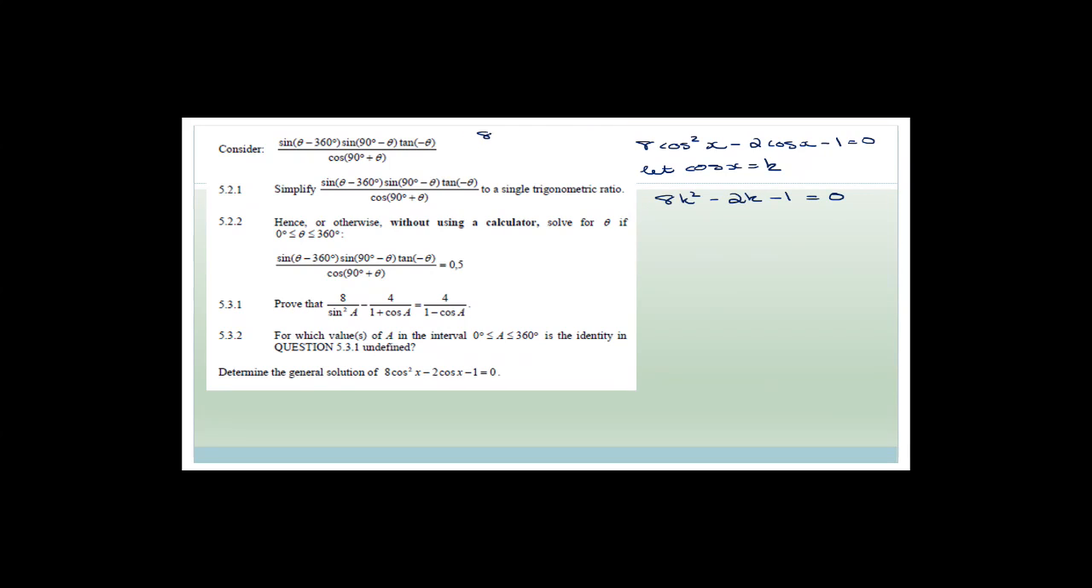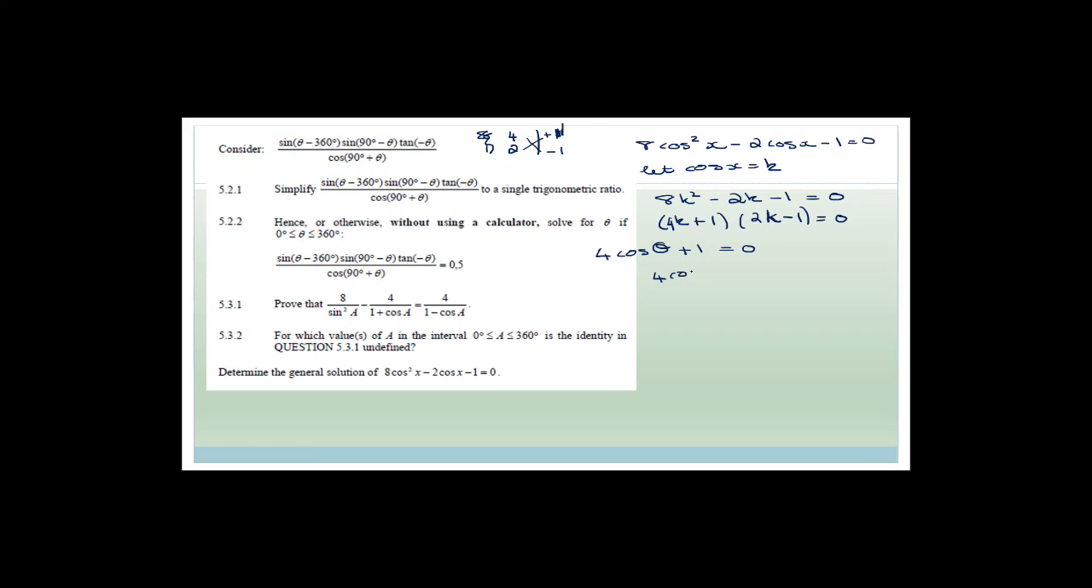So our factors of 8k squared are 8 and 1, 4 and 2, and our factors of 1 are 1 and 1. It needs to be minus 2, so therefore it's going to be negative 4 because we're cross multiplying, and positive 2. So therefore it's going to be 4k plus 1, and then 2k minus 1 equals 0. Therefore, if you want to write it out again, 4 cos theta plus 1 equals 0.